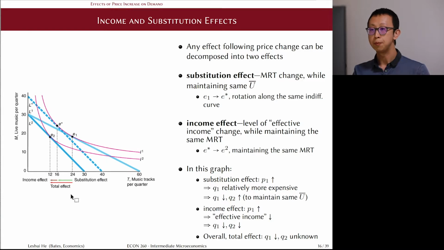Whereas for good 1, the substitution effect decreases the demand for good 1, that's represented by this green arrow, and then the income effect further decreases it as represented by this darker red arrow here. And combined, the total effect pushes down the demand for good 1 from 24 units to 12 units.